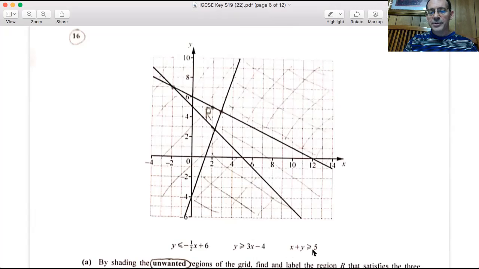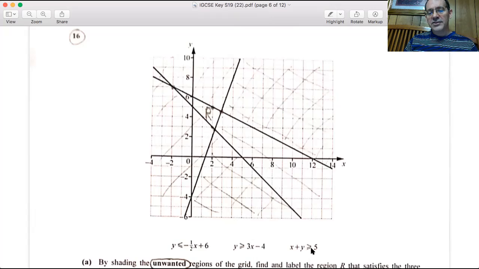And then we have x plus y greater than or equal to 5. So this one, what you do is you take the 5 divided by the coefficient of 1, and that gives you a 5 on the x-axis. That's right here. And you also take 5 divided by the coefficient of 1 on the y. That's also 5 on the y-axis, which is this one right here. So that's this line going right through here.